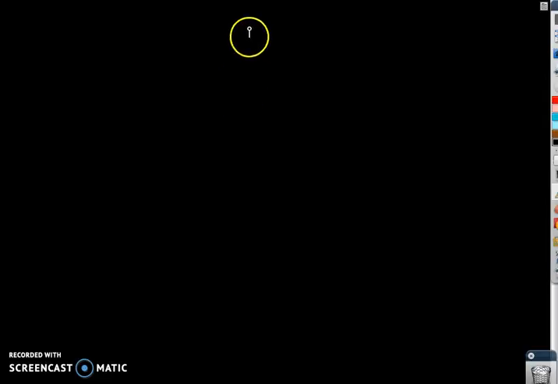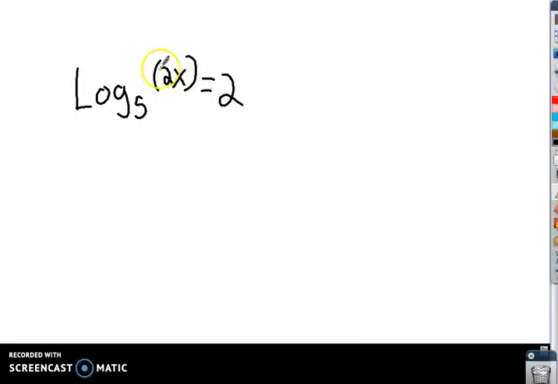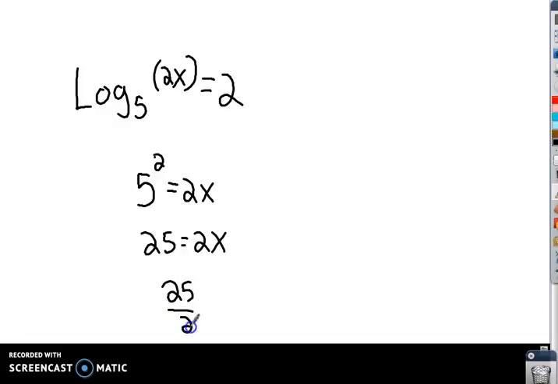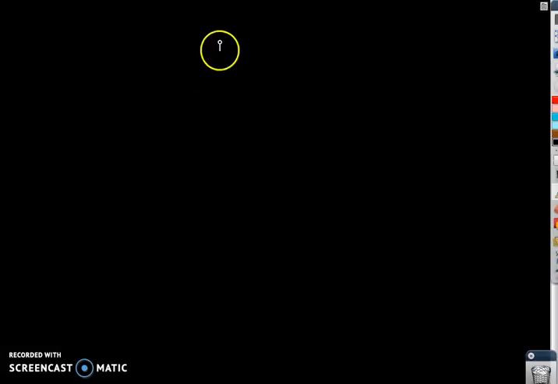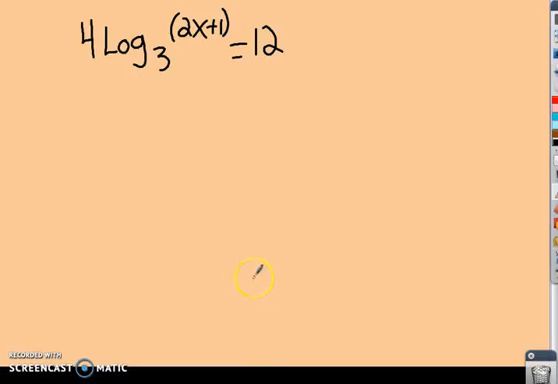The same rules apply for logs. I have a log with the x in the interior. Therefore, this form has exhausted all of its usefulness to me, so I'm going to turn it back into an exponential. The base is 5 in my log, so the base is 5 in my exponential. 5 to the second equals 2x. Notice how my x is now isolated. That's pretty good. I get 25 equals 2x. That means 25 over 2 equals x. And I check that answer real quick to make sure it doesn't make the interior, or the argument, of my log negative, which it does not, so I may continue. Thus, that's the answer.